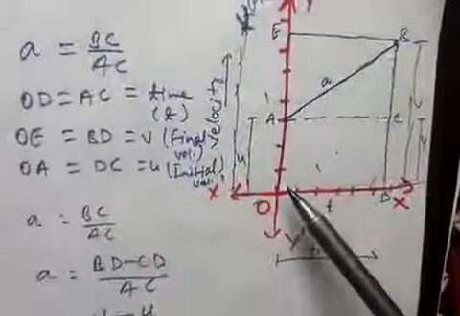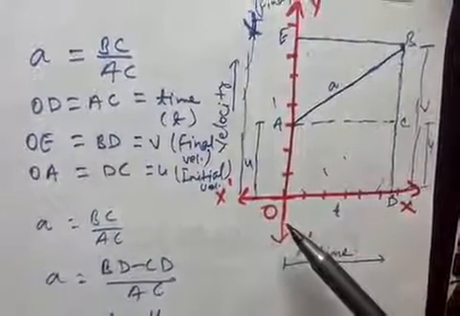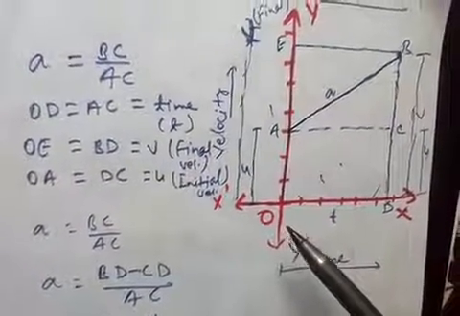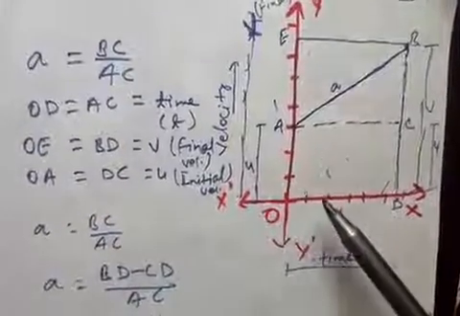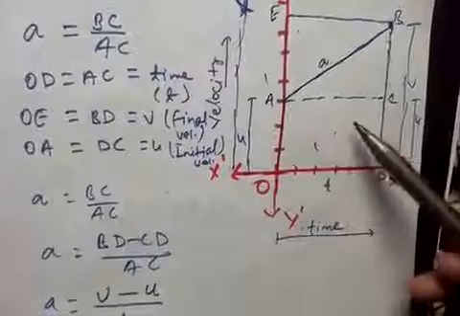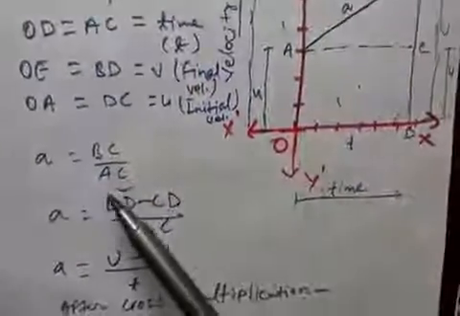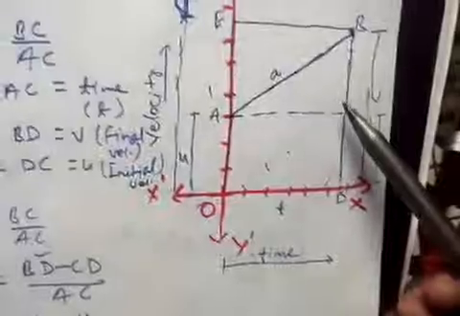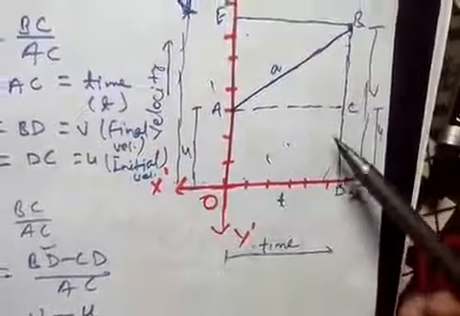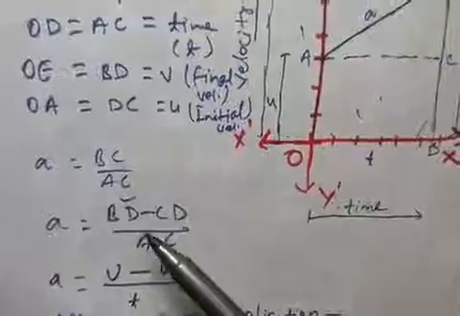So from the graph, as you already know friends, the acceleration is always given by the slope of the velocity-time graph. So a is equal to BC by AC. Here you can see BC by AC in the graph. BC is BD minus CD. So for BC we can write BD minus CD.